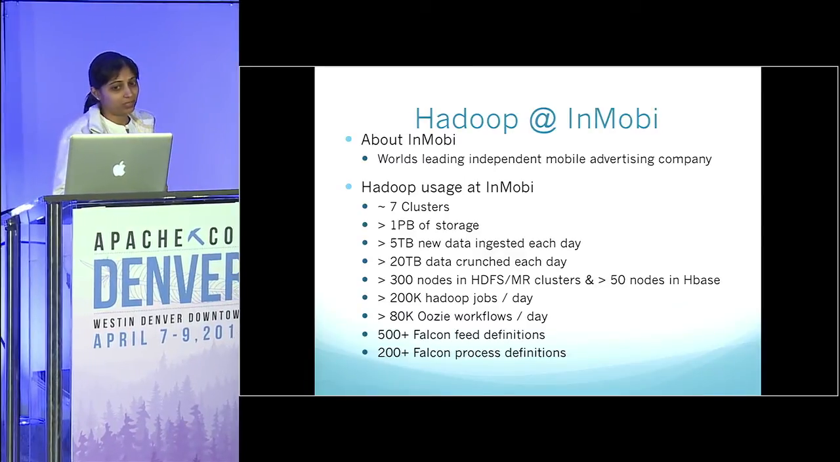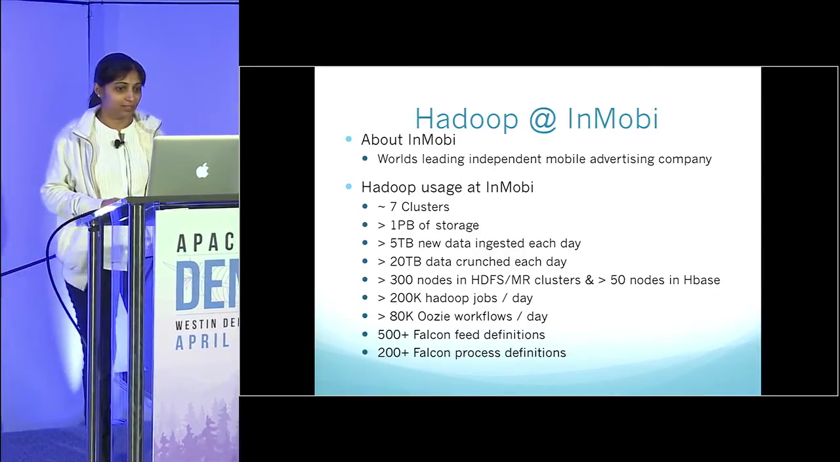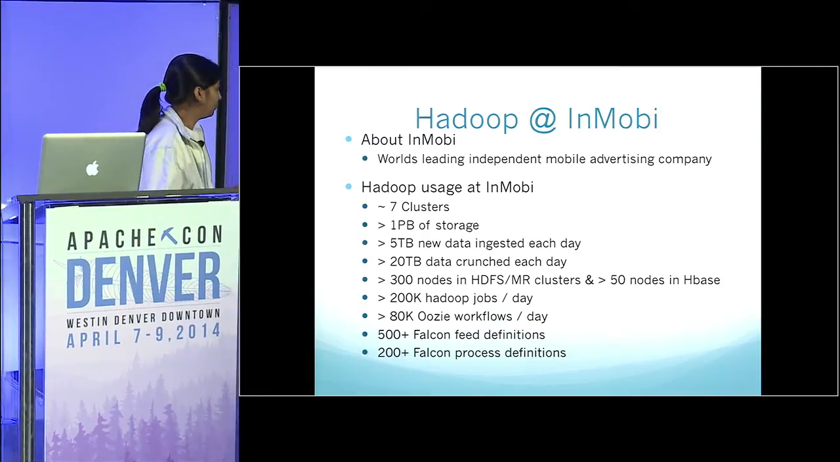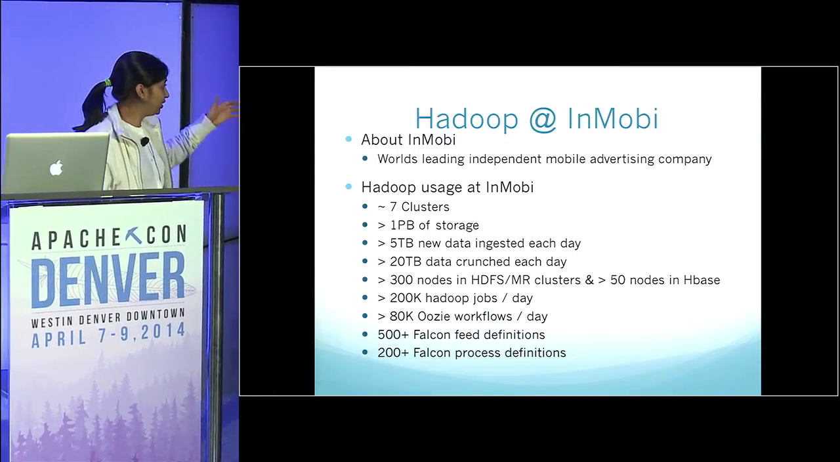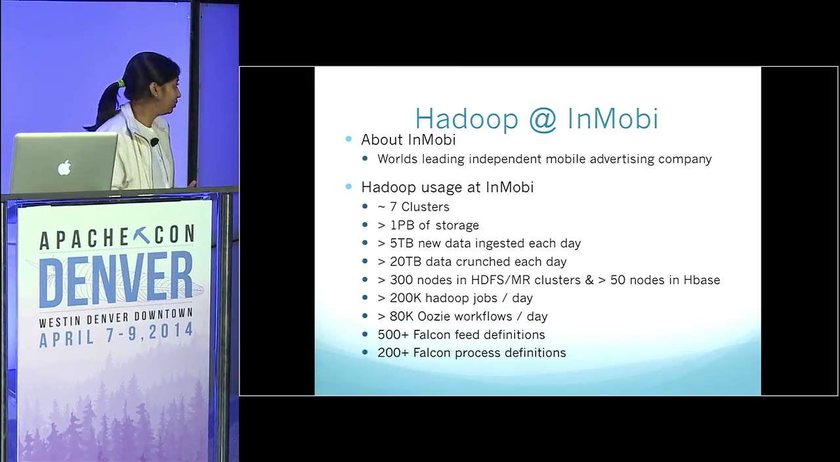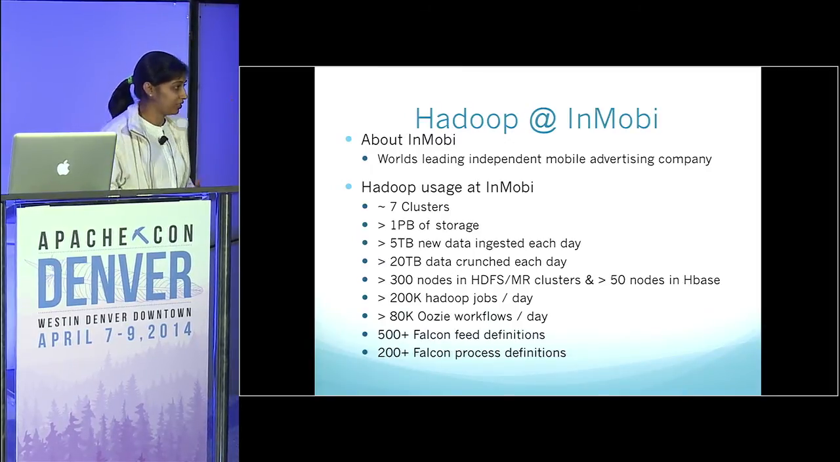We have more than 200K Hadoop jobs that run every day. And there are 80K Oozie workflows that we have. And we have 500 plus feed definitions, and we have over 200 Falcon process definitions as well.